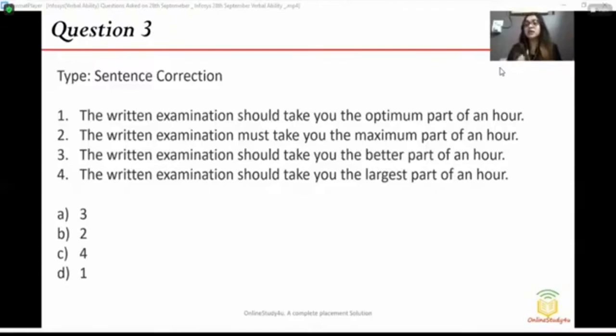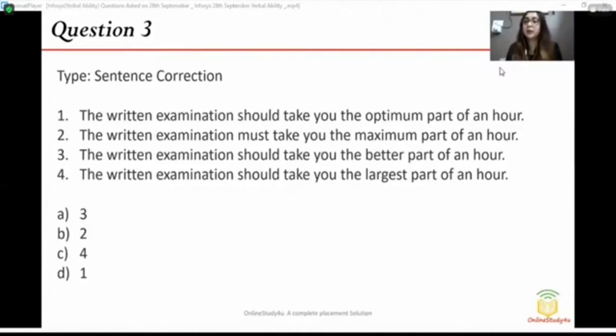Now, you know, statements like must, will happen certainly, these are very extreme statements. We do not look at ever selecting such answer types for our questions because it may not take you the maximum part of an hour. So what is the question of must, right? So that's why 2 definitely gets ruled out as an answer option.